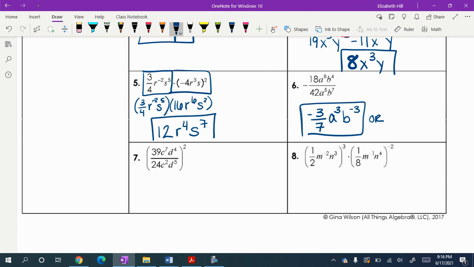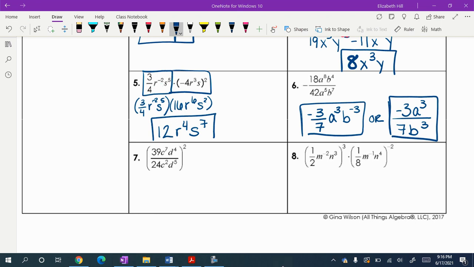Or another option that you could do is we could do the -3 a to the third and you could have that b to the third power in your denominator. Either one of those I would be completely fine with.